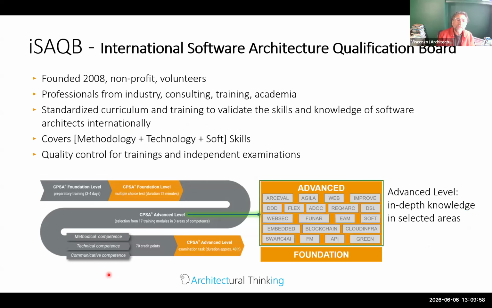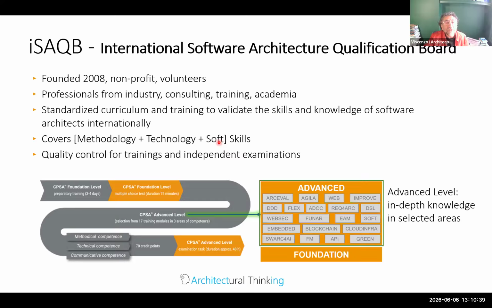I think most of the presence of the iSAQB today, is fair to say, is in Central Europe, and then Asia, and now is making inroads into the UK and the US as well. So there is a standardized curriculum. I think one of the key things is that it's not purely about technology, it's not purely about methodology. It needs to include some aspects of both, but also considers a very important the soft skill side of doing architecture. So, it's pointless to have the best architecture perfectly documented if you can't communicate it effectively to your stakeholders.